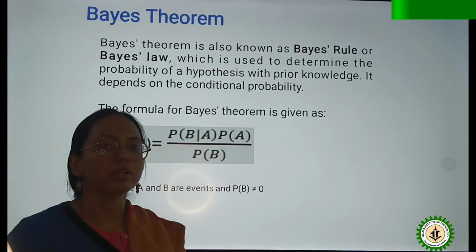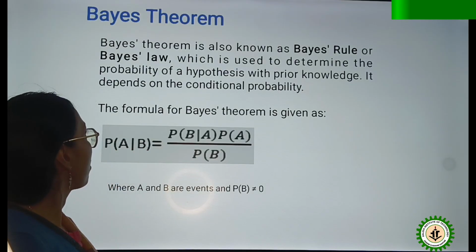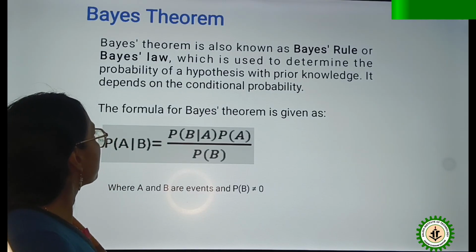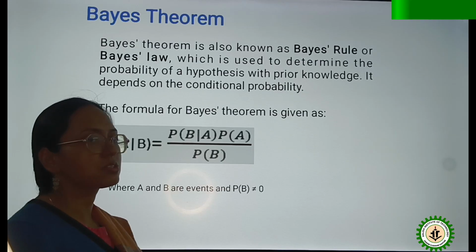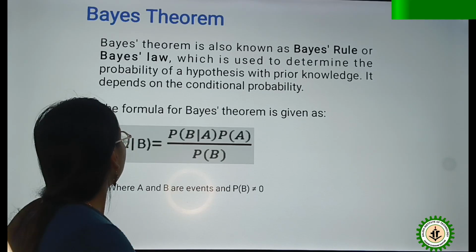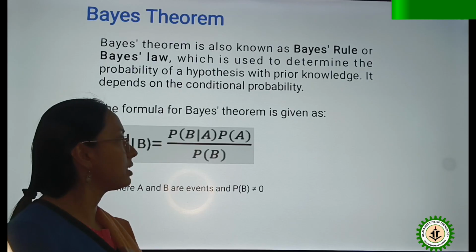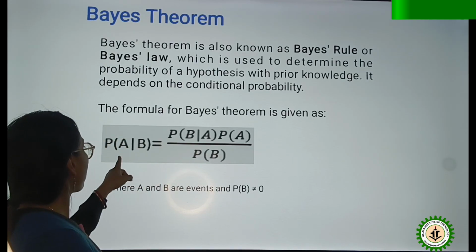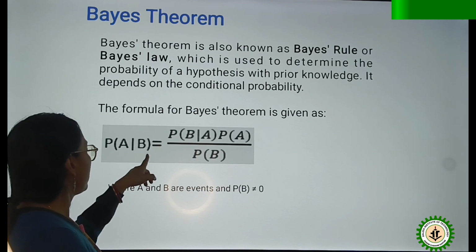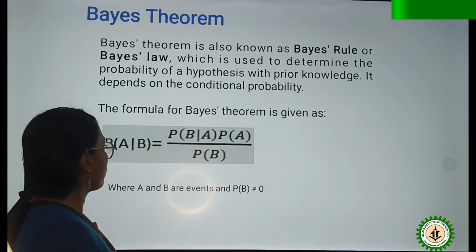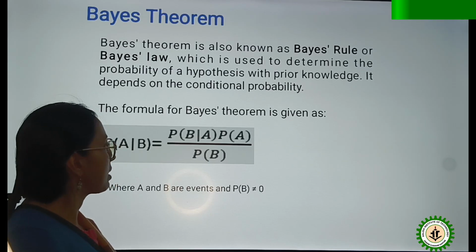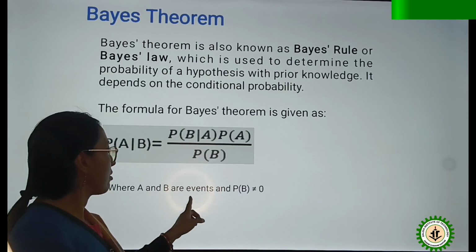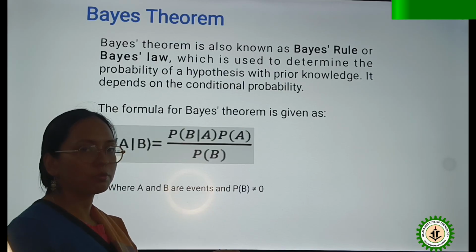So now let us see what Bayes theorem is. Bayes theorem is also called Bayes rule or Bayes law, which is used to determine the probability of a hypothesis with some prior knowledge. It depends on the conditional probability, and as you can see, the formula of the Bayes theorem is given as P of event A given event B is equal to P of event B given A multiplied by P of A, divided by P of B, where we have to assume that P of B should not be 0.